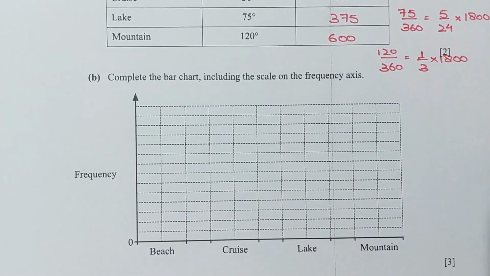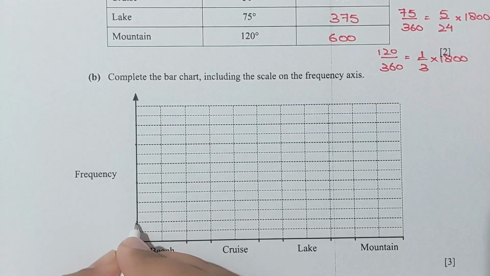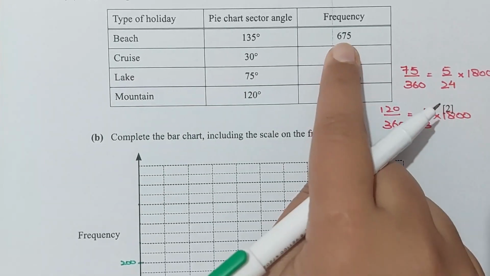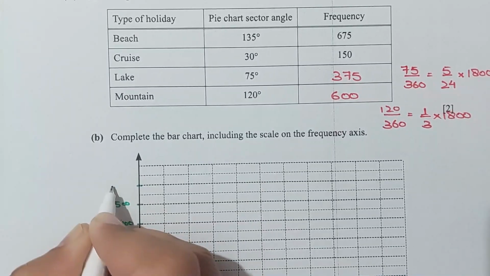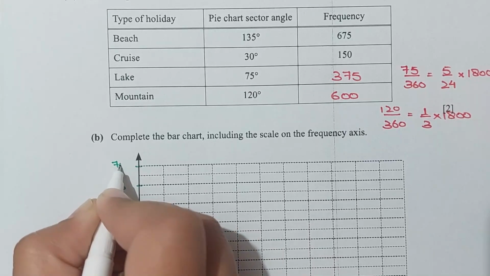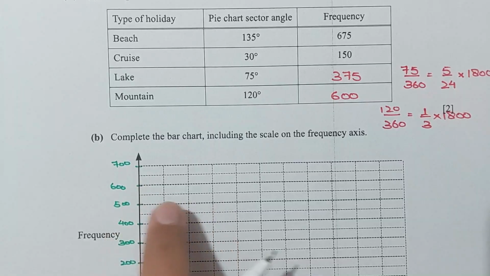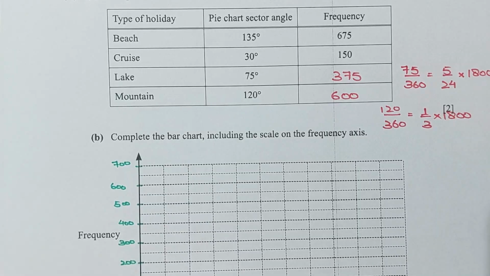Now for part B, complete the bar chart, include the scale on the frequency axis. I can fix this scale as 100, 200, because as you can see the maximum frequency is 675. This is 300, this is 400, 500, 600, and 700. The first one is for the beach. This is 675. So this is 600. Where does 675 lie? Between 600 and 700. This is 650 in the middle.